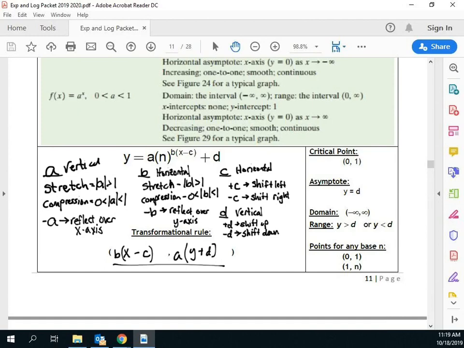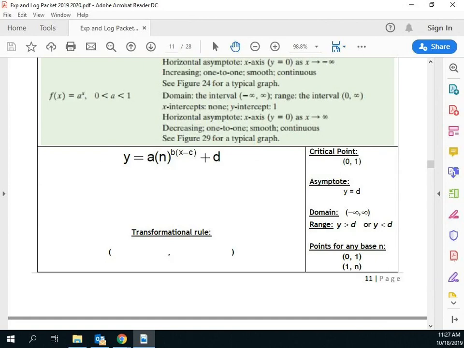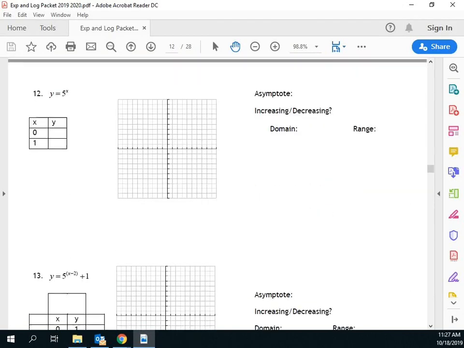Critical point, as you can see here, one critical point is 0, 1. The asymptote is y equals d. Domain is always going to be all real numbers. Range, well, depending. Are we talking about an increasing or decreasing function? And you get that. Points for any base. Guys, and this is key right here. What I've boxed and what I wrote here is what we're going to do for the next couple of problems. Okay? So let's go and get into those.